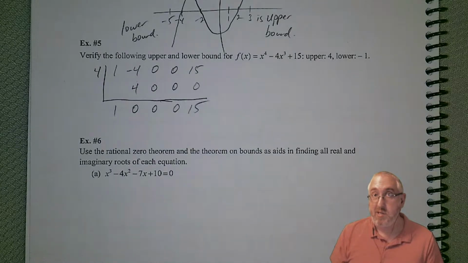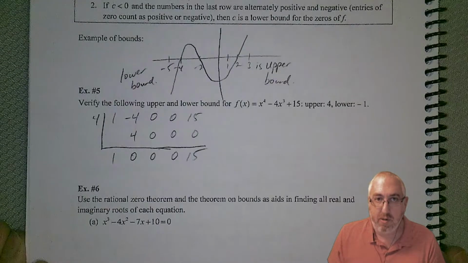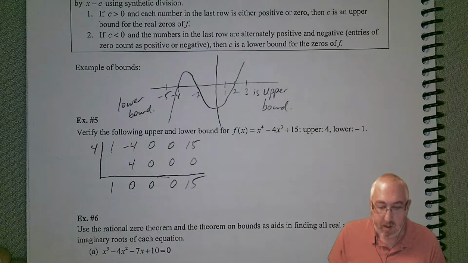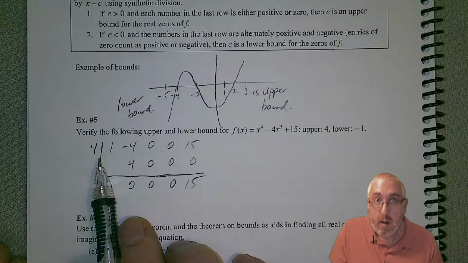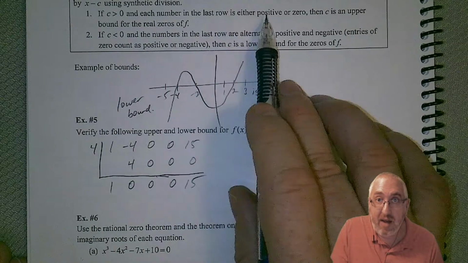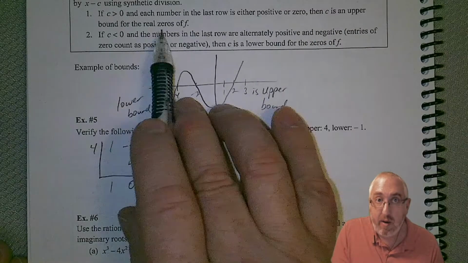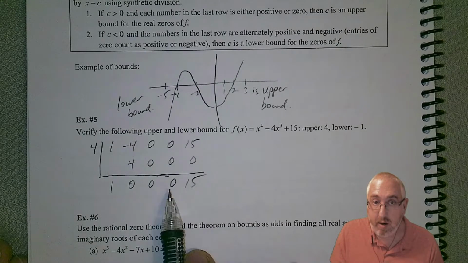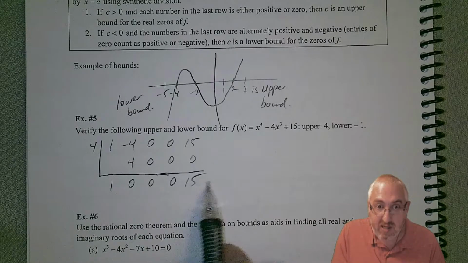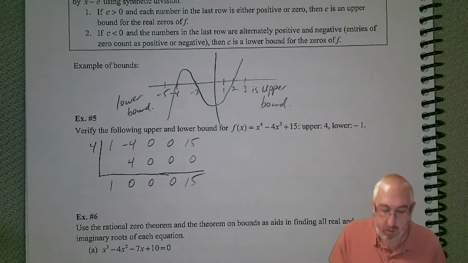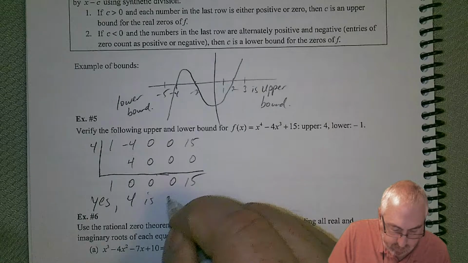Now this one's not very interesting because it's not pretty in the fact that we have other numbers than 0, but let's verify the rule. So it says if C is greater than 0, which it is, C is 4, and each number in the last row is either positive or 0, then C is an upper bound for the real zeros. So we do have zeros in here, which we count as positive in this case. So everything's positive in this last row, so that's why 4 is an upper bound. So yes, 4 is an upper bound.